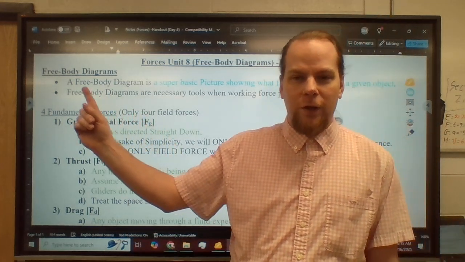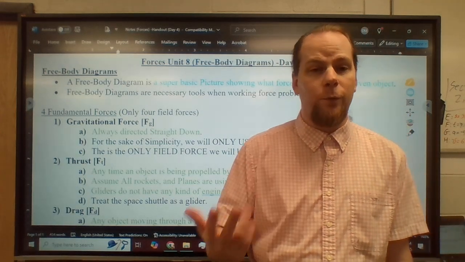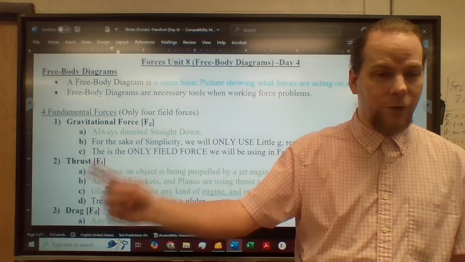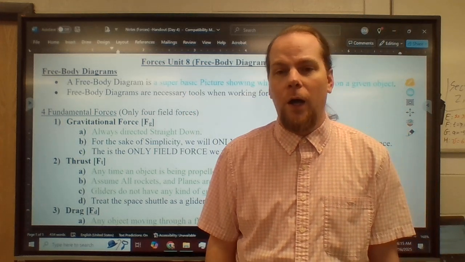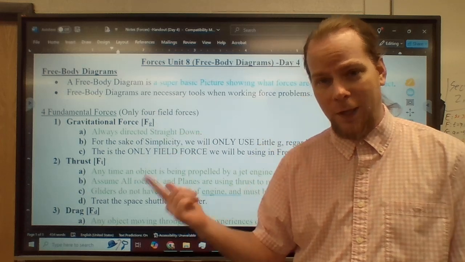So, as already mentioned, free body diagrams. We use them when we're solving force problems in physics. They show the forces. The blue here is your definition that you're going to need. And obviously this is available online, so you can get access to this.